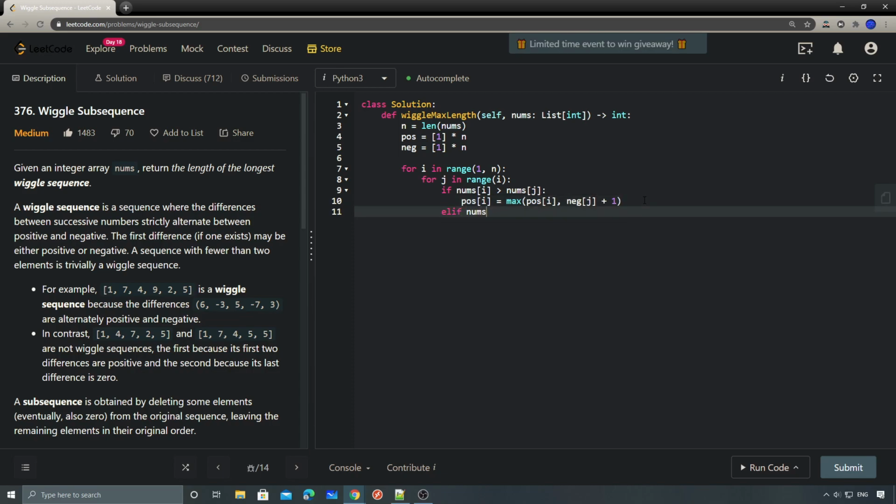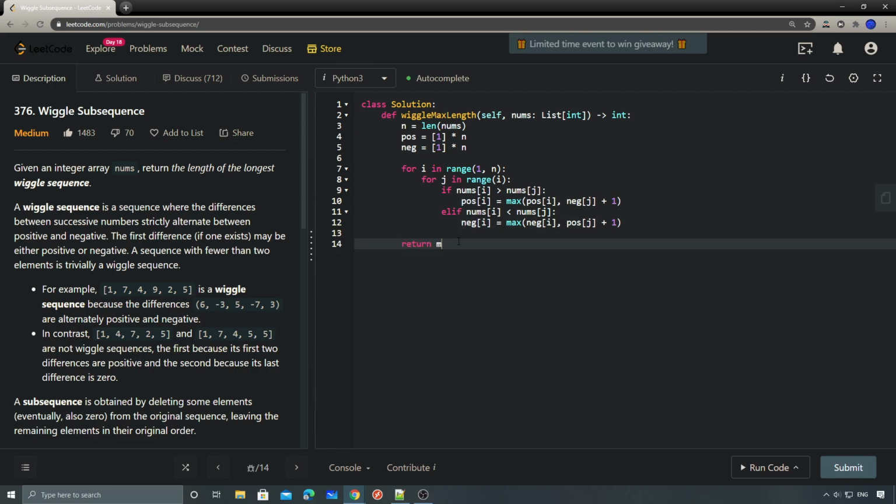else if nums[i] is smaller than nums[j], if that's the case, we do a negative[i] equals to max of negative[i] and then we do a positive[j] plus one. I mean, if nums[i] is equal to nums[j], basically nothing changes, because that will not either increase or decrease. So that's why we simply just ignore that part.